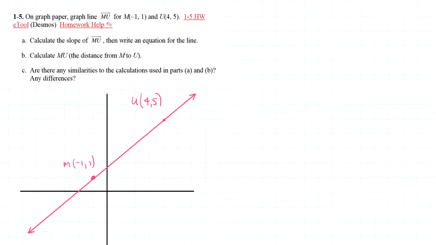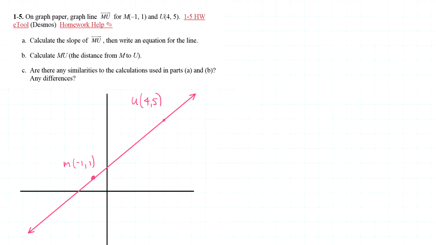All right, problem 1-5. On graph paper, graph line MU for M is (-1, 1), which I graphed, and U is (4, 5), which I graphed over 4, up 5. And then they want us to calculate the slope of segment or line MU, and then write an equation for the line.